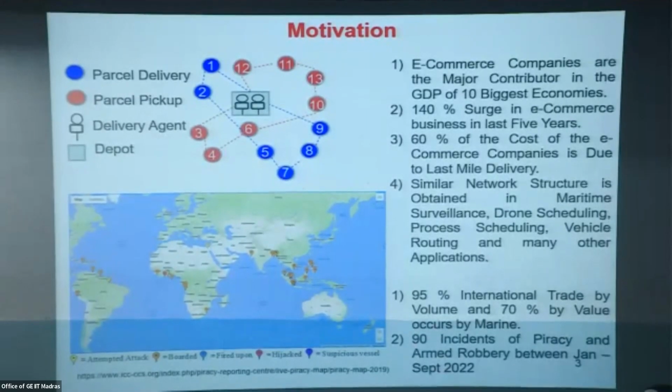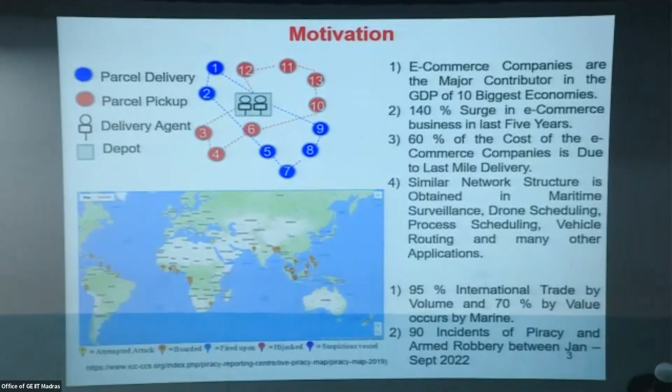So in all these applications you can see that they commonly have a network structure like this. And from this network structure, one has to find out the optimal route. That is the bottom line of all these problems. And if you look at the importance of all these problems, these are extremely important problems. Why am I saying these are extremely important?